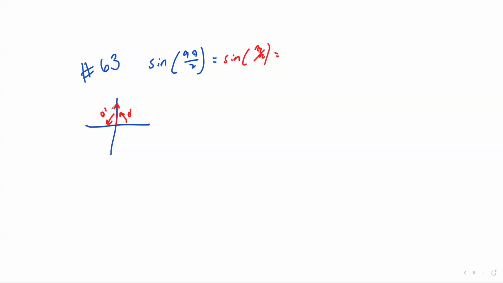And so therefore that sine right here, that coordinate is 0, 1. Sine is the y value, so the answer here is 1. Okay? So they just want you to use your reference angle to help you answer this question. Let's do another one to make sure we got this. So we'll look at number 64.